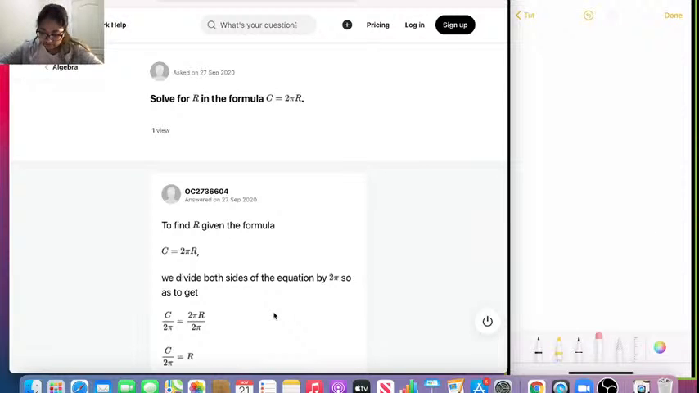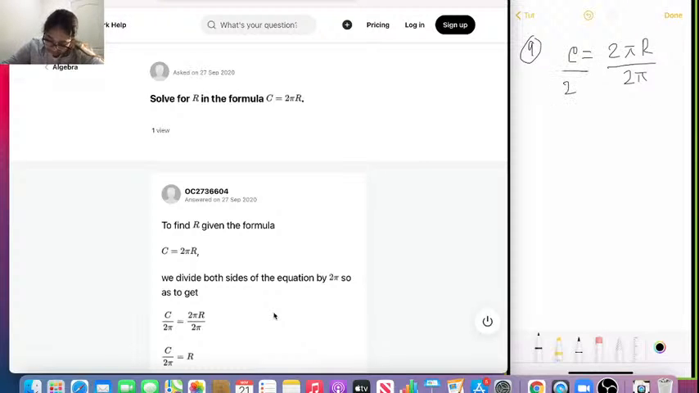So the next question says, how to isolate, solve for r in the formula c equals 2 pi r. So over here we're also isolating. In this case, everything is in a multiplication state, so we're solving for r. What we want to do is the same thing: move 2 pi to the other side and isolate r. To get rid of 2 pi, we can divide. Since it's multiplied, we have to divide on both sides to get rid of it.